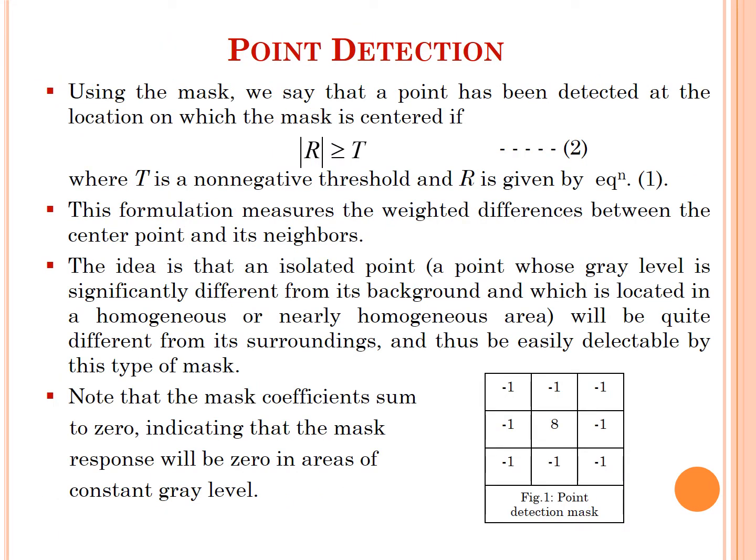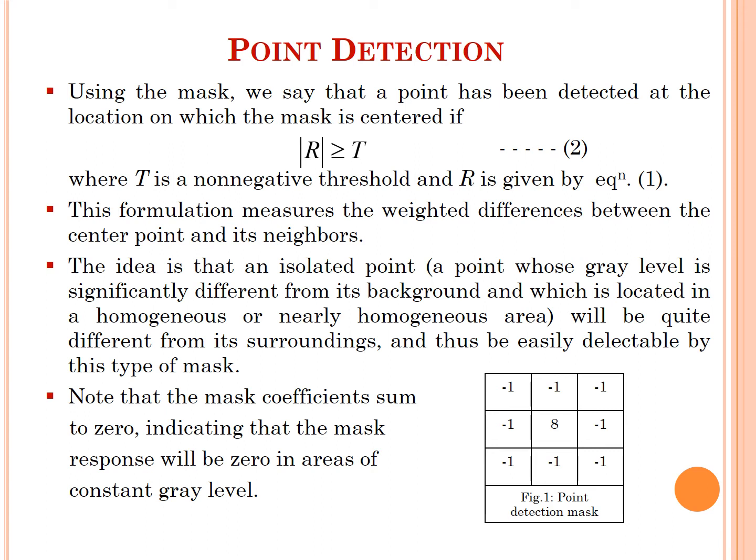First, we will see the point detection. Using the mask, we say that a point has been detected at the location on which the mask is centered if |R| is greater than or equal to T, where T is a non-negative threshold and R is given by equation 1. This formulation measures the weighted differences between the center point and its neighbors.